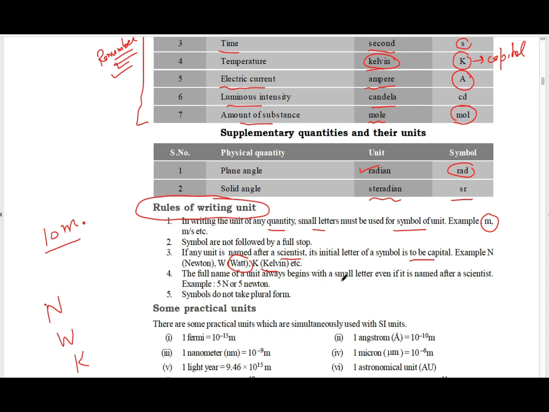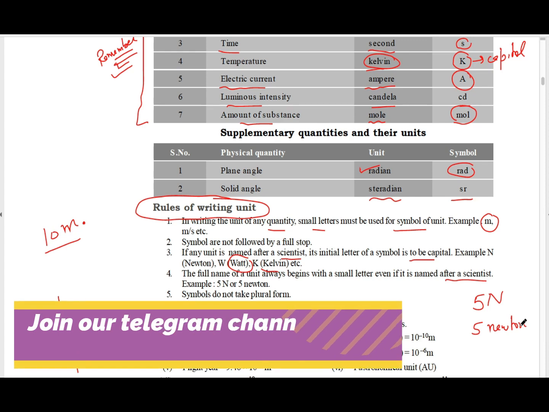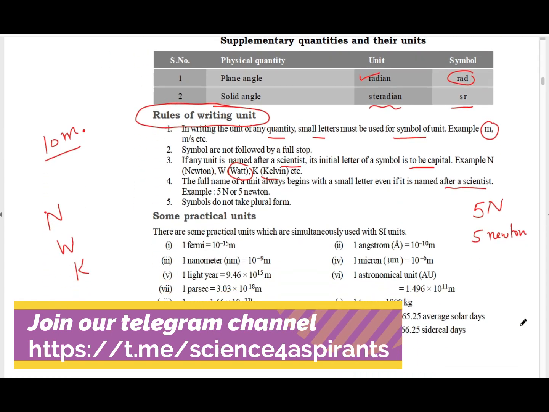Although the name of the scientist, it should be written in small letters. So for example, if I write a unit of force as 5 Newton, I can write the symbol as capital N, or if I want to write the full name, that is the name of the scientist, then I will write it as 5 newton with small n. So symbols do not have any plural form, so they are generally kept in singular form.